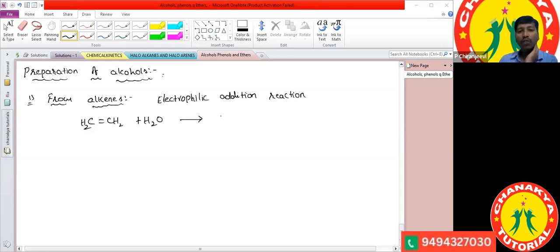What is meant by electrophilic? Electrophilic addition reaction means that the substrate molecule first gets attached with an electrophile, then the reaction is followed by addition of the nucleophile. So what is meant by the electrophile, which we can call an electrophile?